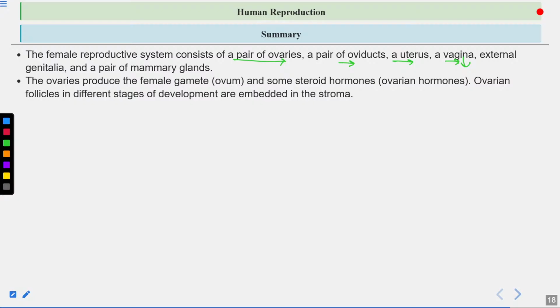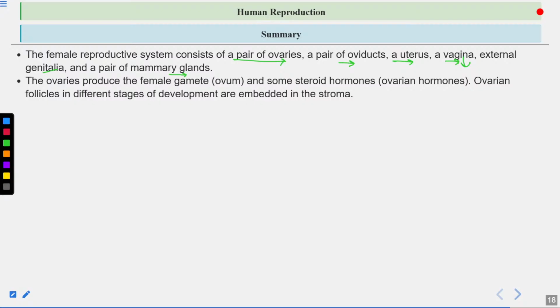Then the external genitalia, which consist of mons pubis, labia majora, labia minora, hymen, and clitoris. These are all external genitalia. Where is the clitoris present? The clitoris is present at the junction of the two labia minora. Then there is a pair of mammary glands also, which is involved in child care. So mammary glands are not directly involved in reproduction, but they are involved in child care.